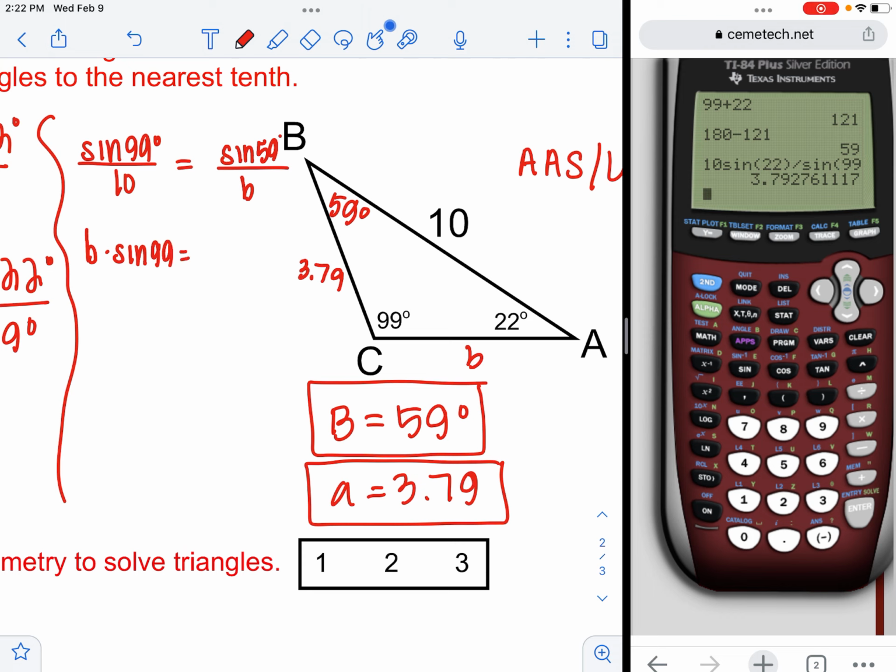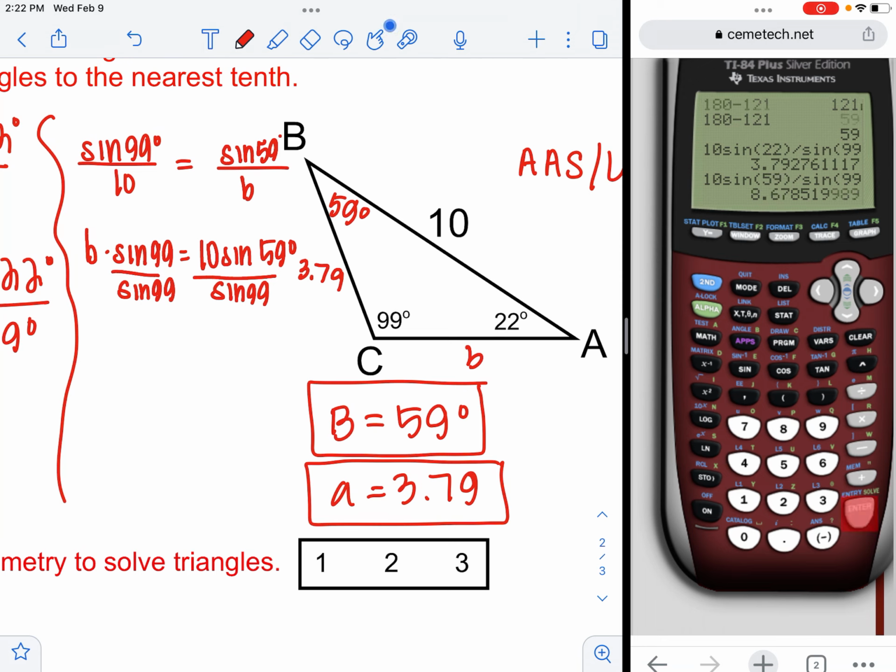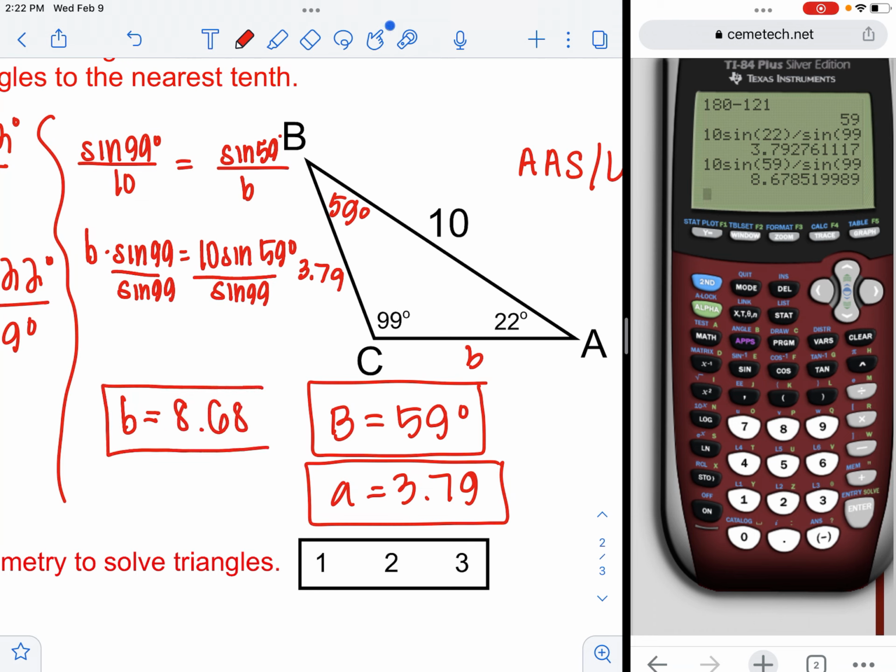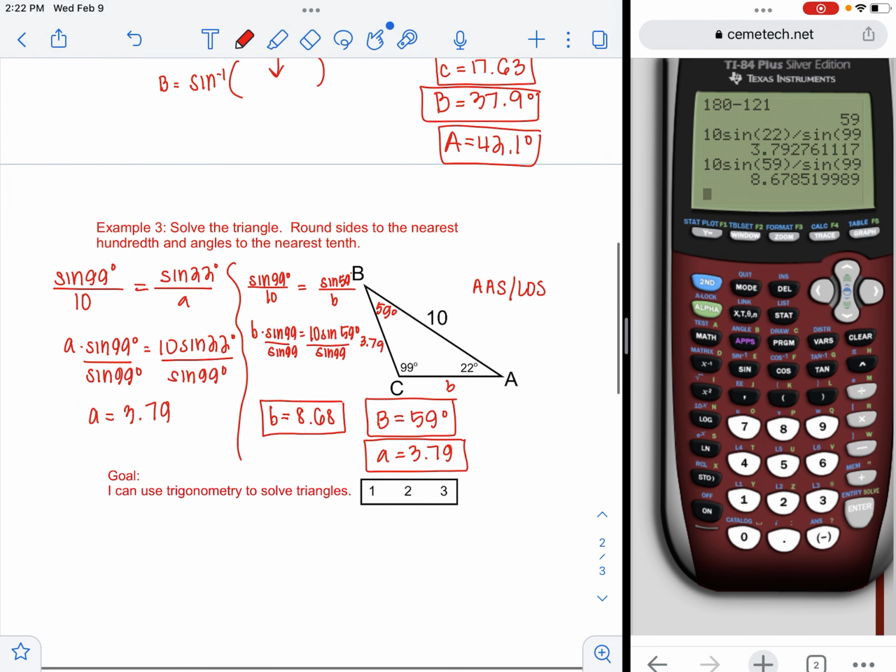B times the sine of 99 is equal to 10 times the sine of 59. Divide by sine of 99. So I have 10 sine 59, close the parentheses, divided by sine of 99. Hit enter. This will give me side B. And I get side B is 8.68 because there's a 7 on the screen, but an 8 next to it. So move it on up. All right, that's it for day 2 of solving triangles using the law of sines.